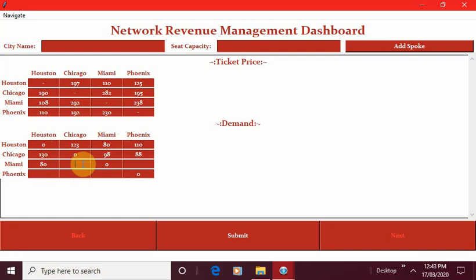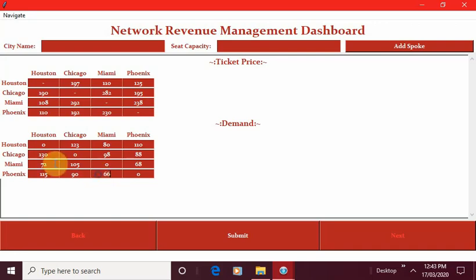and here we put 72, 72, and 105, 68, and 115, 90, 66. So these are basically the demand for the routes.